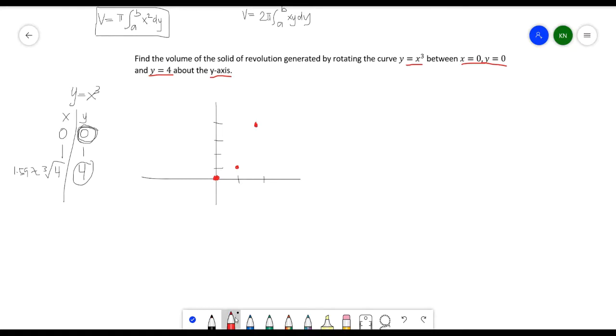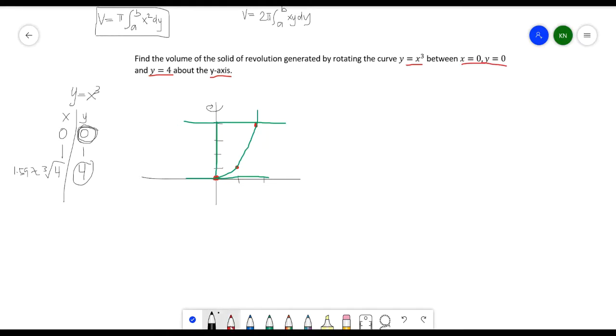Then we have the same boundaries. We have x equal to 0, which is this line. We also have y equal to 0, which is this line. We also have y equal to 4. And then we have this curve, which is equivalent to y equal to x cubed. And our axis of rotation is about the y-axis.